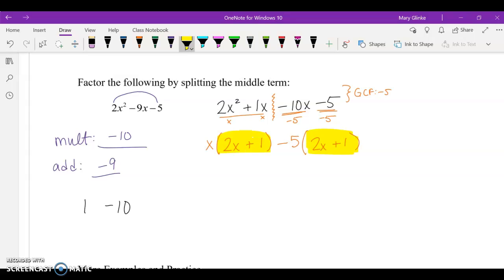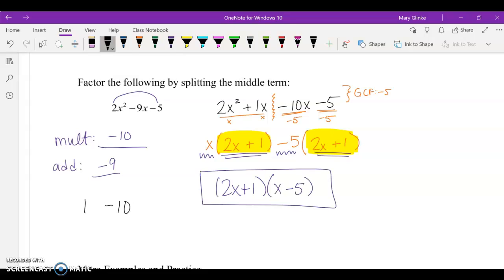Here's how we know this is working. 2x plus 1, that is the same. So 2x plus 1 is one of my factors. And then my other factor comes from the other numbers that are out in front, so it's going to be x minus 5. And let's just do a real quick check here. We don't have to do too much with it. Distributing, you get 2x squared minus 10x plus 1x minus 5. And these middle two would combine to get us exactly what we started with originally. So we're doing it right.